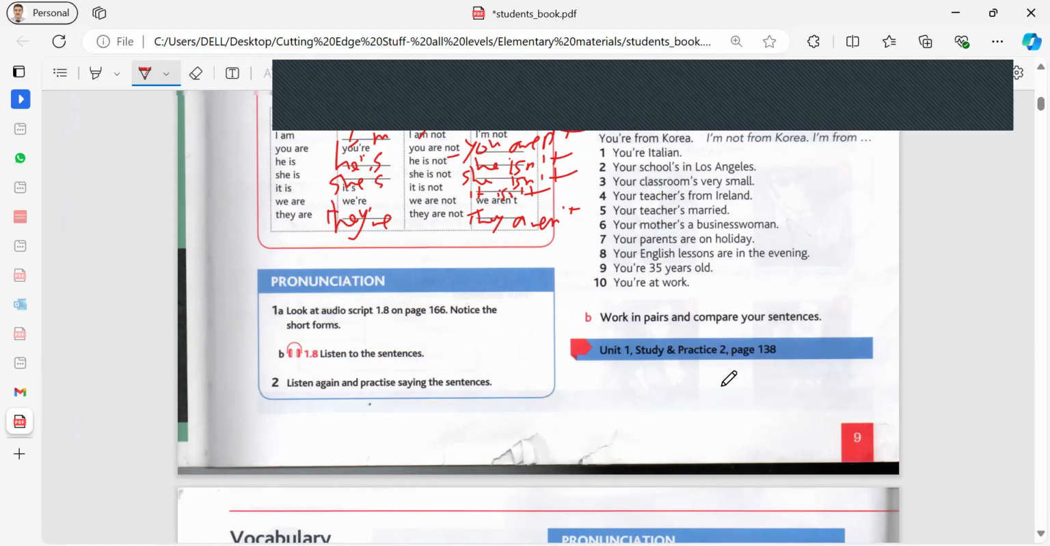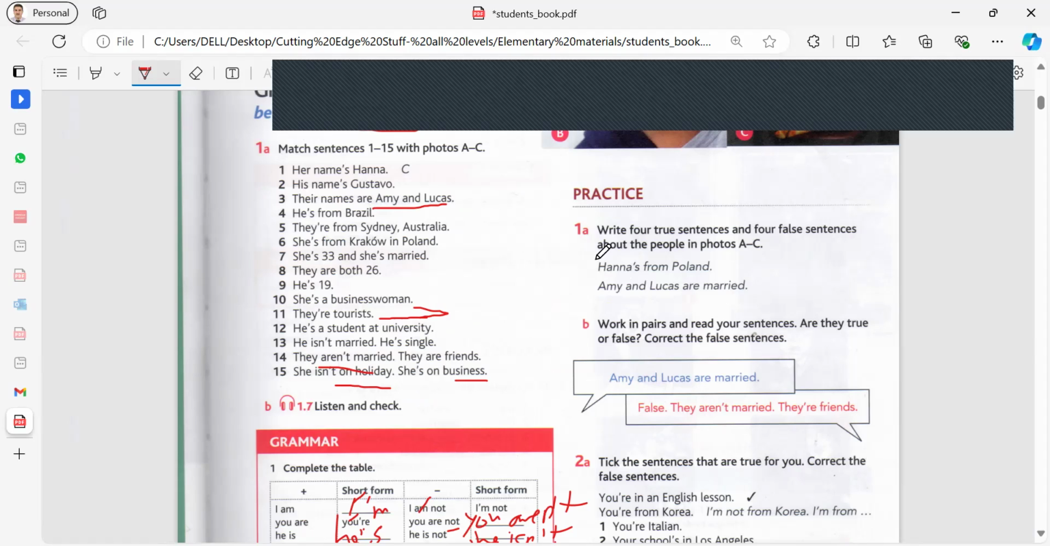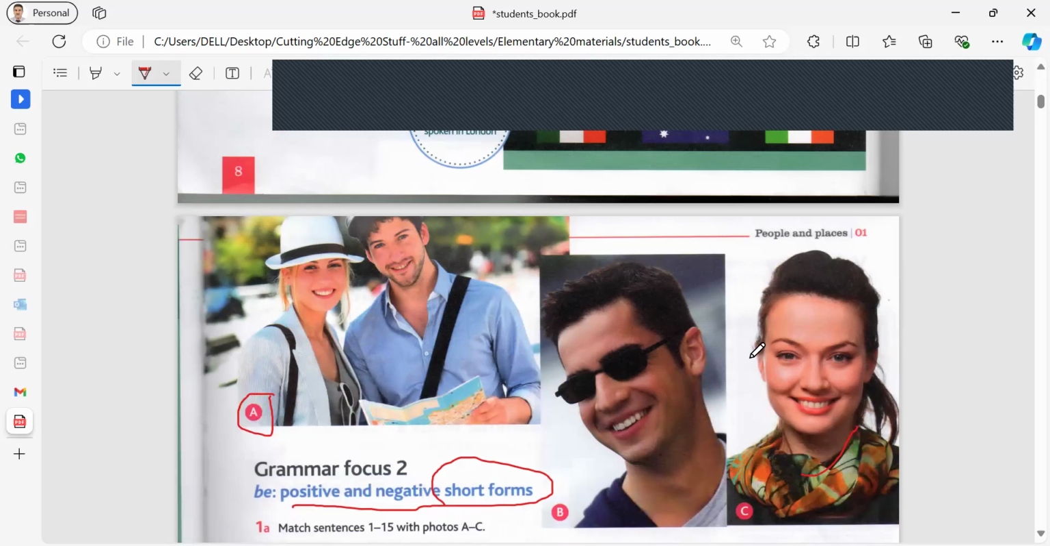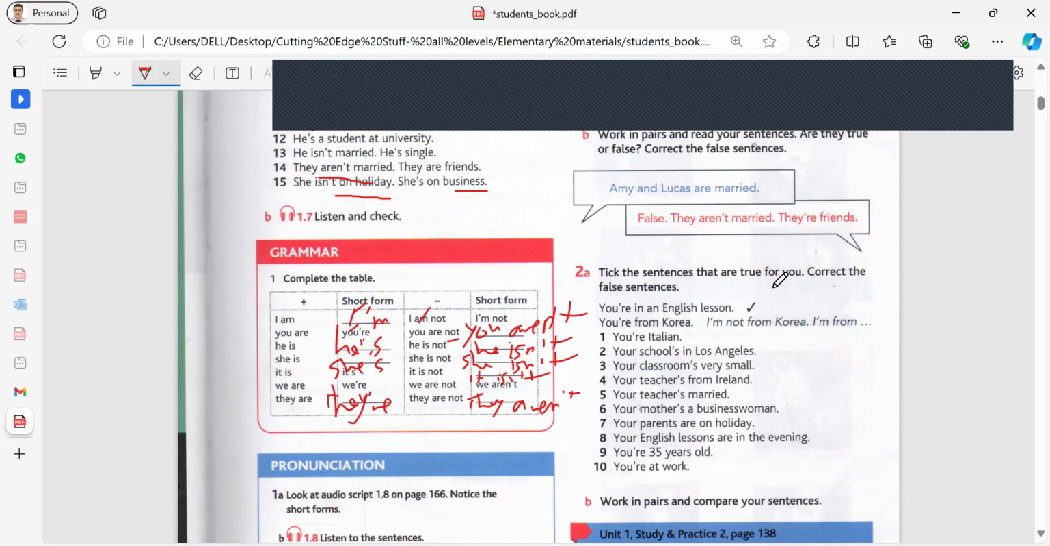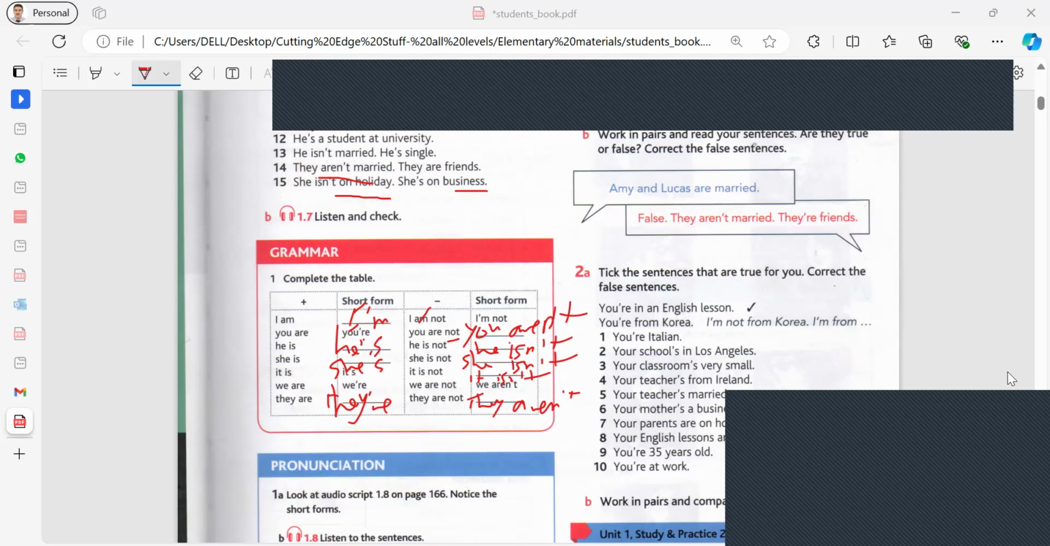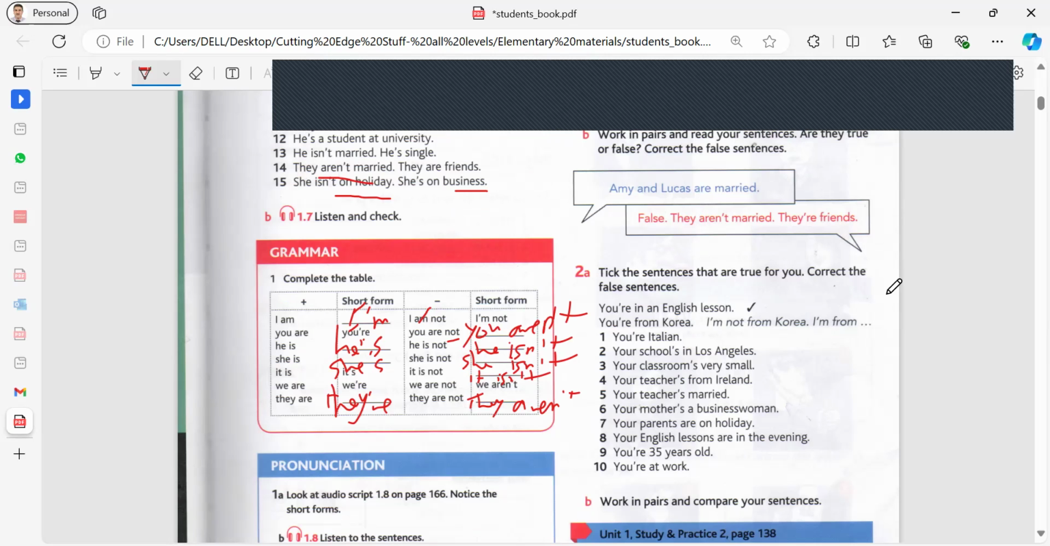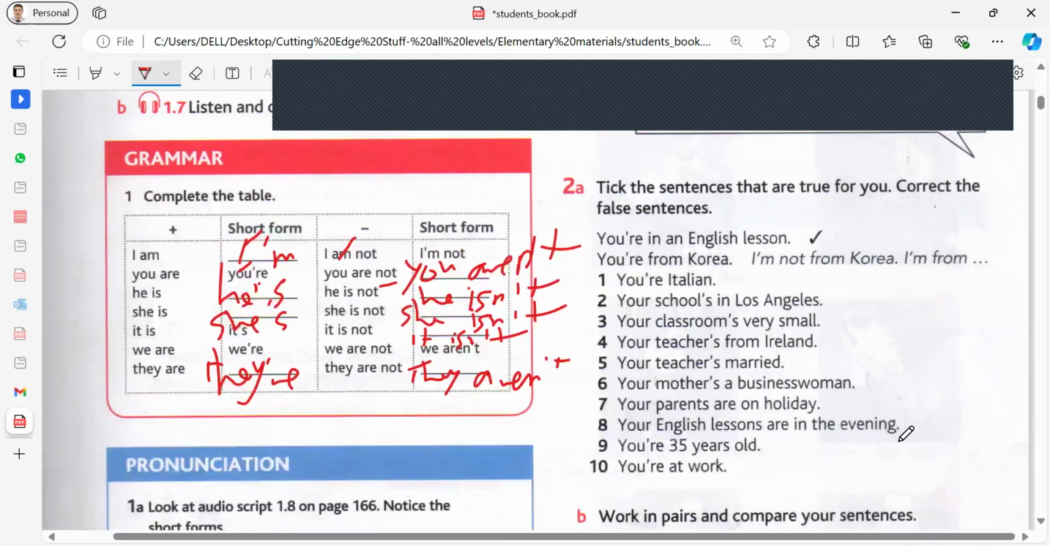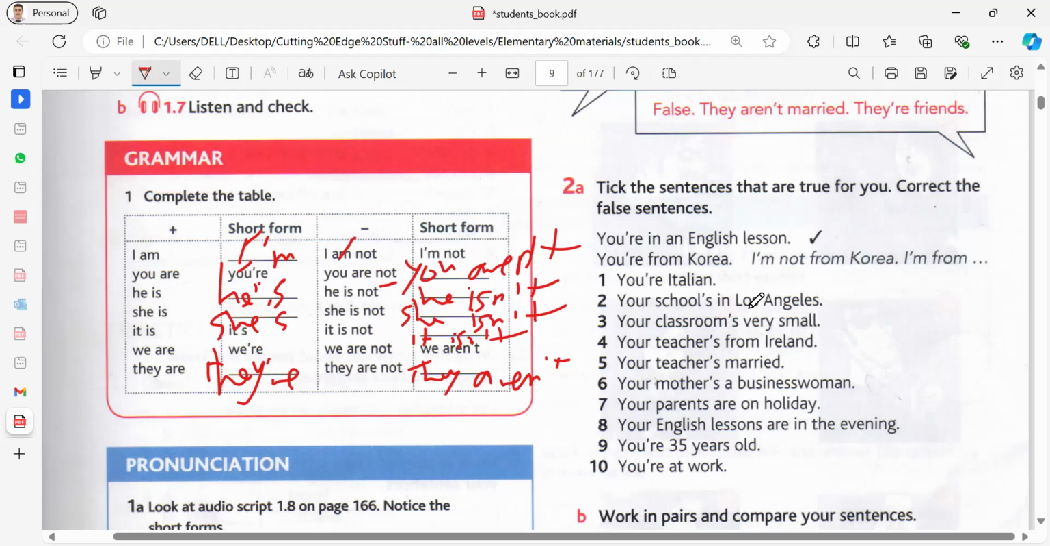So now, here, what should we do? You can write four true sentences and four false sentences about the people in photos, but you did this in order, no problem. So take the sentences that are true for you and correct the false sentences. For example, you are in an English lesson. I think this is true for you, right? You're from Korea. I am not from Korea. I am from, you can say, KSA or Saudi Arabia. Next one. You have 1 minute to finish this, please. Take true for you and put an X on what is not true for you.